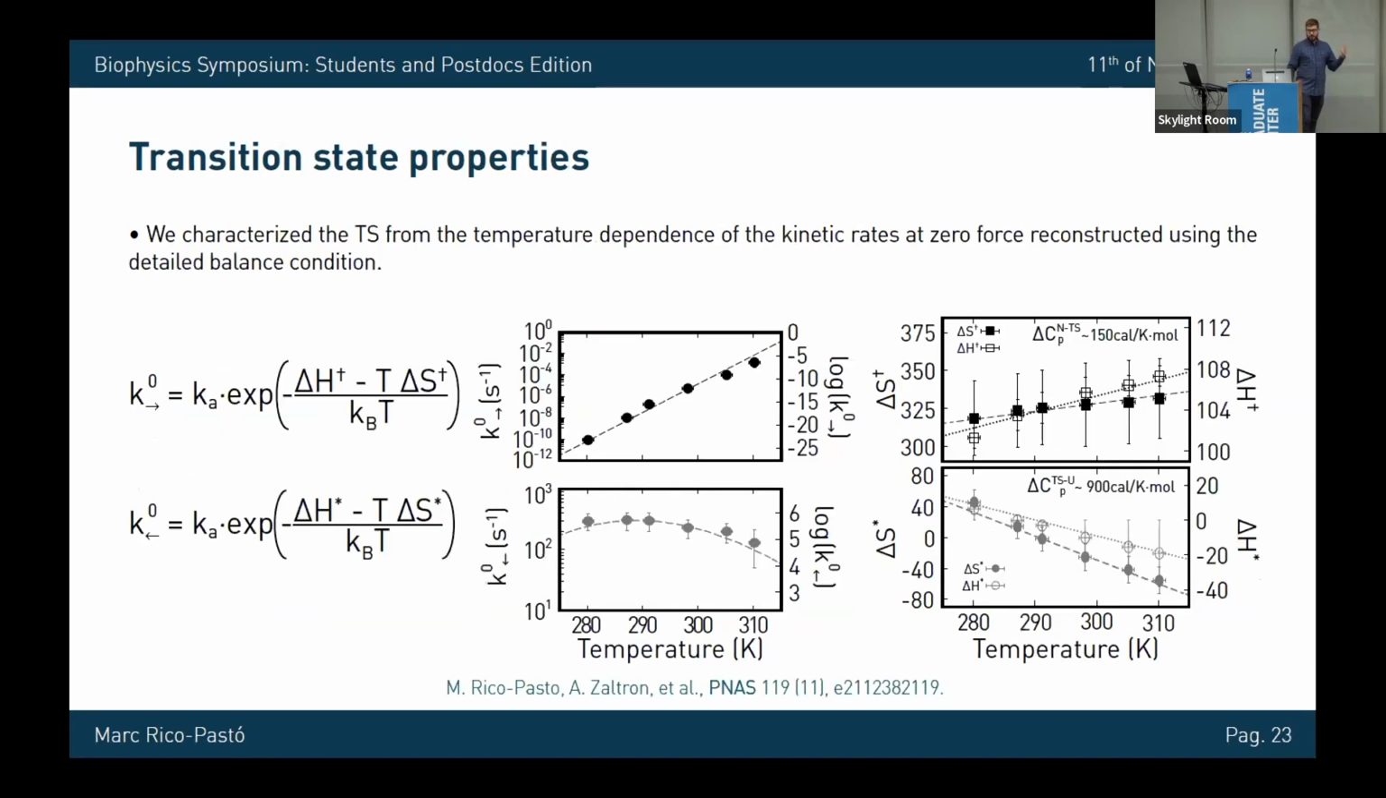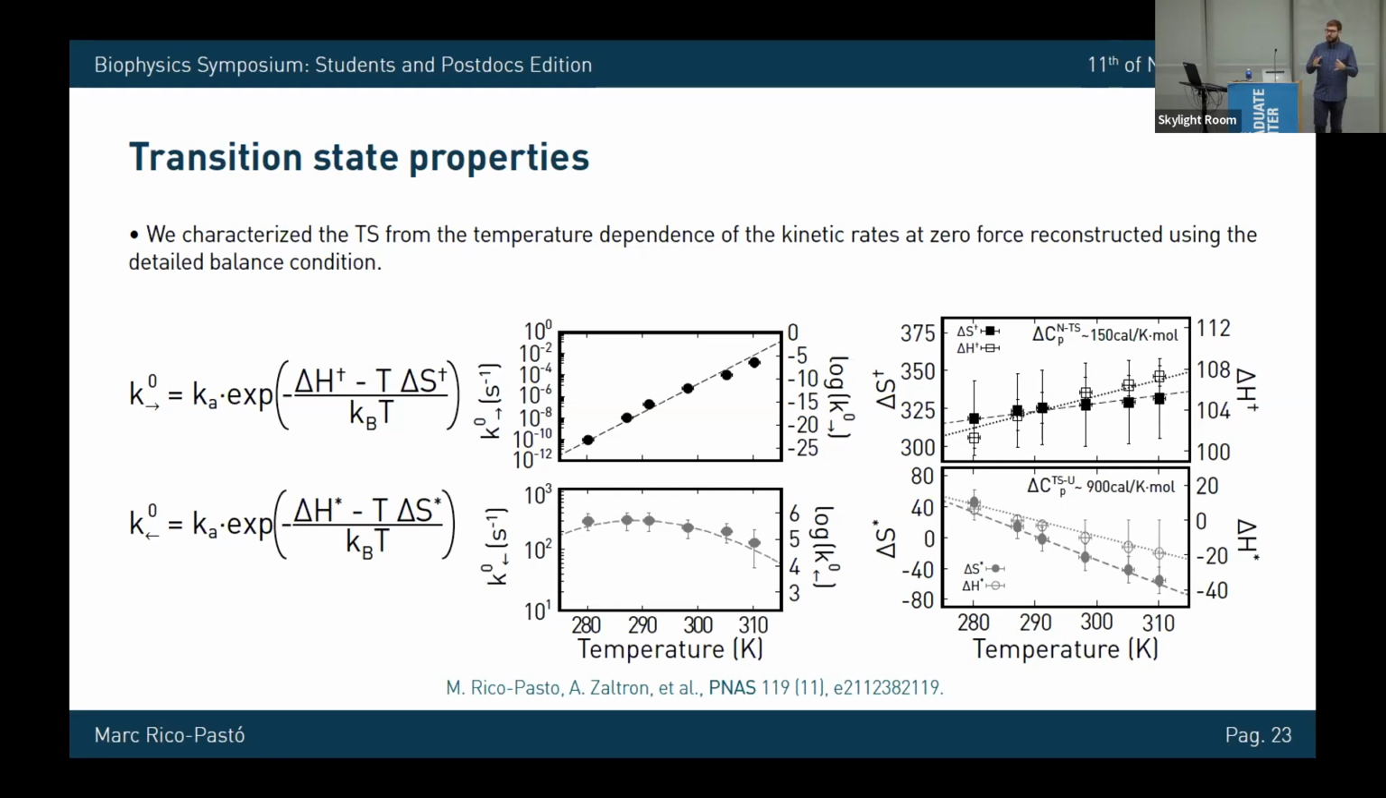Finally, I characterized the transition state properties to see if we can discover if there is a molten globule state for this two-state protein. And what we found is that the thermodynamic properties of the transition state are the following. The heat capacity change between the native and the transition state is roughly 9 times smaller than the heat capacity change between the transition state and the unfolded state.